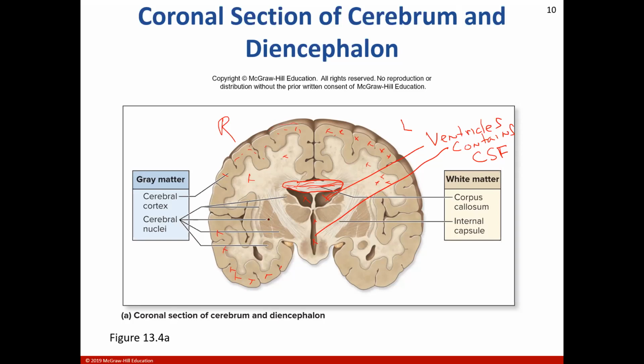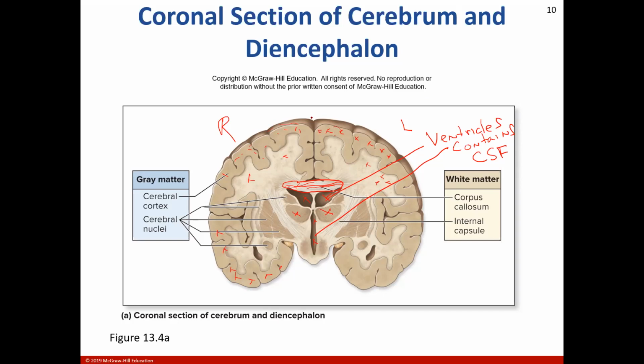And this right here is basically part of the diencephalon, the thalamus. You're going to see that, so you don't have to worry about that on this picture. Right here, all I'm telling you is what the cerebral cortex is.